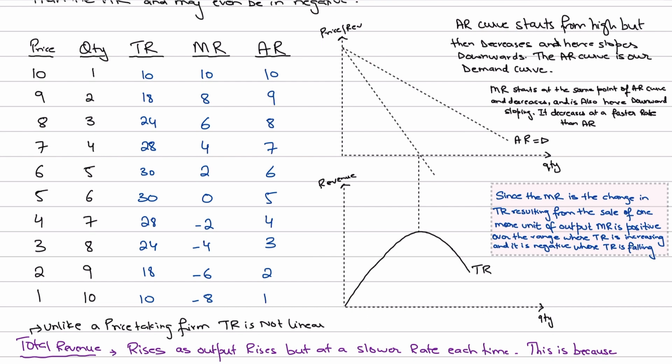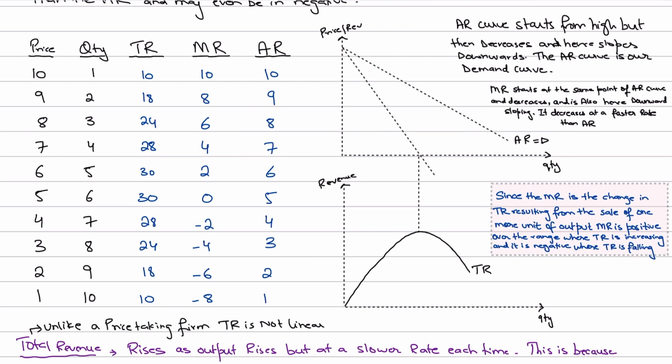That's how it behaves, right? And then when you end up selling 7 units and then 8 units, you see that even though you're selling more units, your total revenue is falling from 30 to 28 and 24 and then 18. Now you would be wondering, why is that? Why is my total revenue going down when I am selling more, right?